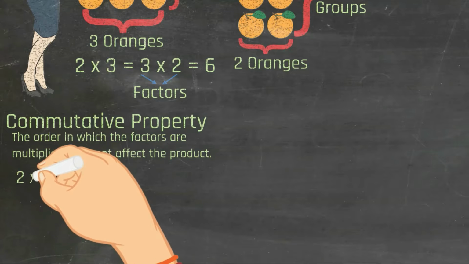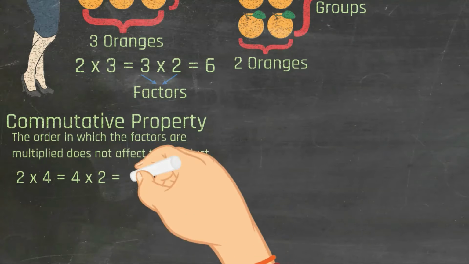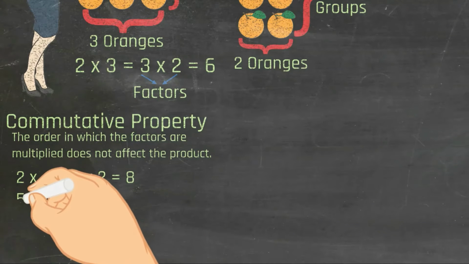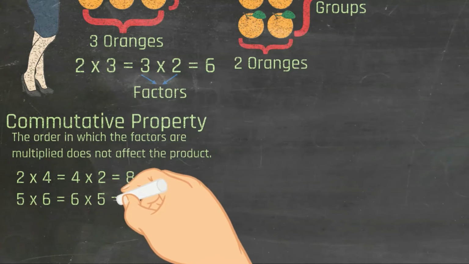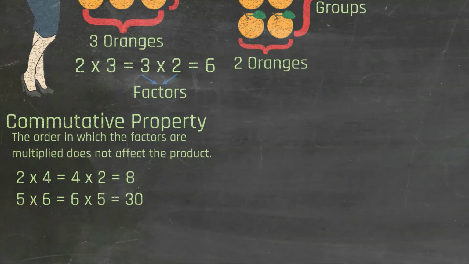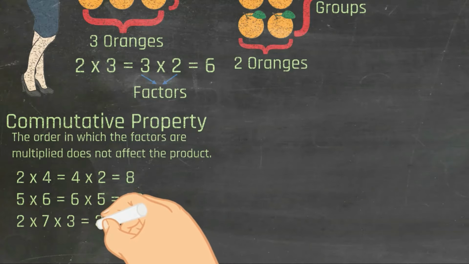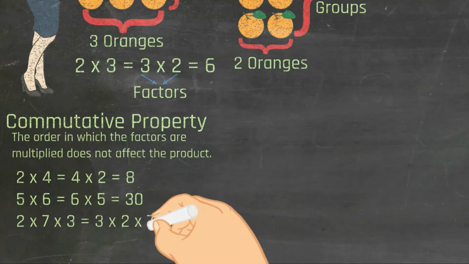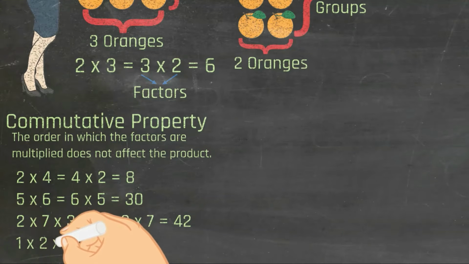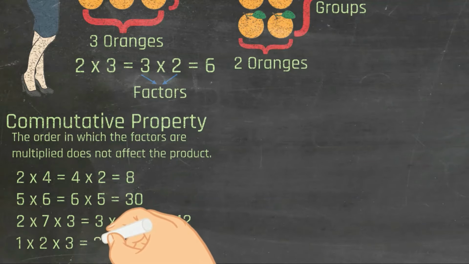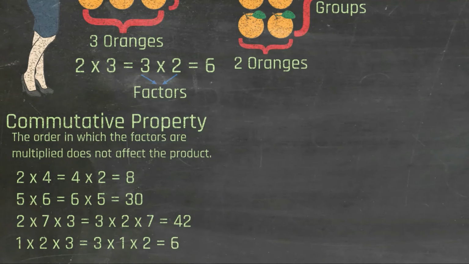Examples: 2 times 4 is equal to 4 times 2, and both are equal to 8. 5 times 6 is equal to 6 times 5, and both are equal to 30. 2 times 7 times 3 is equal to 3 times 2 times 7, and both are equal to 42. And 1 times 2 times 3 is equal to 3 times 1 times 2, and both are equal to 6.